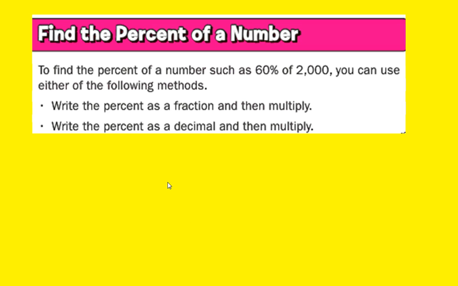Find the percent of a number. To find the percent of a number, such as 60% of 2,000, you can use either of the following methods. You can turn the percent into a fraction and then multiply, or you can write the percent as a decimal and then multiply. Just to remind you, the word of in mathematics means to multiply, and that's why we are multiplying.